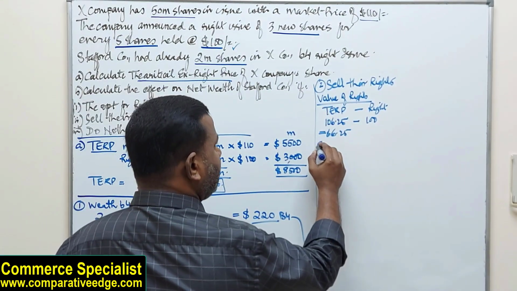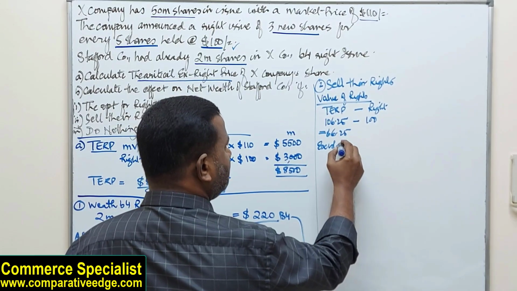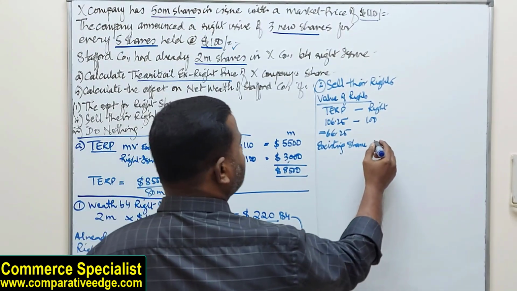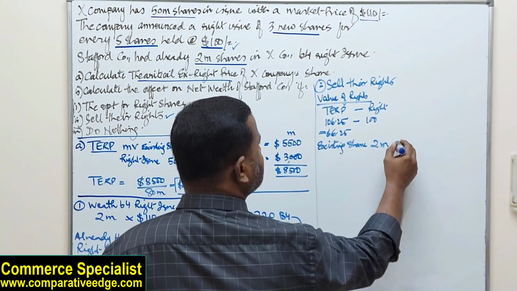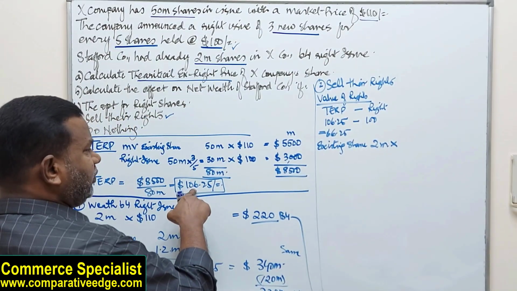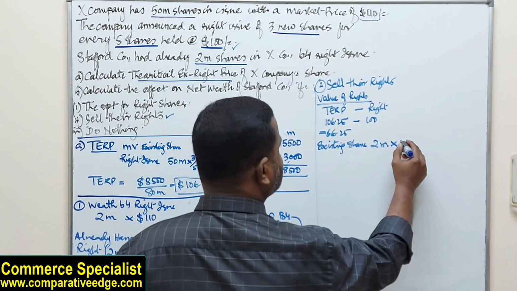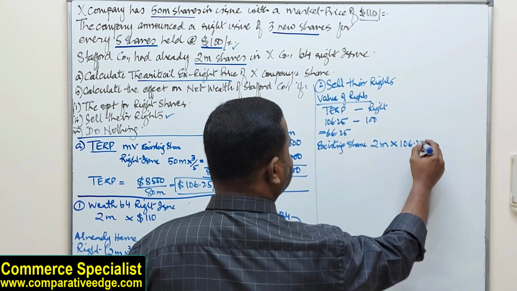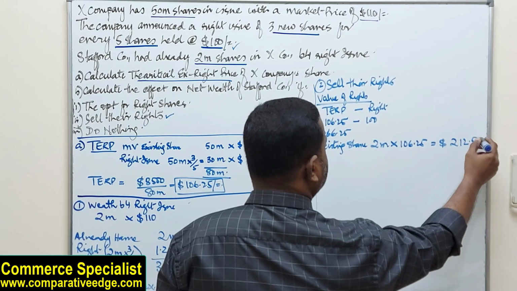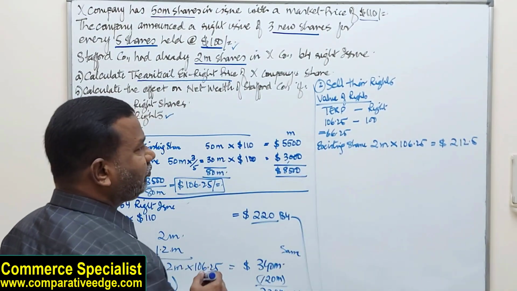So they already have existing shares. If you look at the value of that, they already have 2 million shares, and because they are not taking the rights, after the rights these 2 million shares will be worth 106.25. That will give us 202.5. This is all in millions.